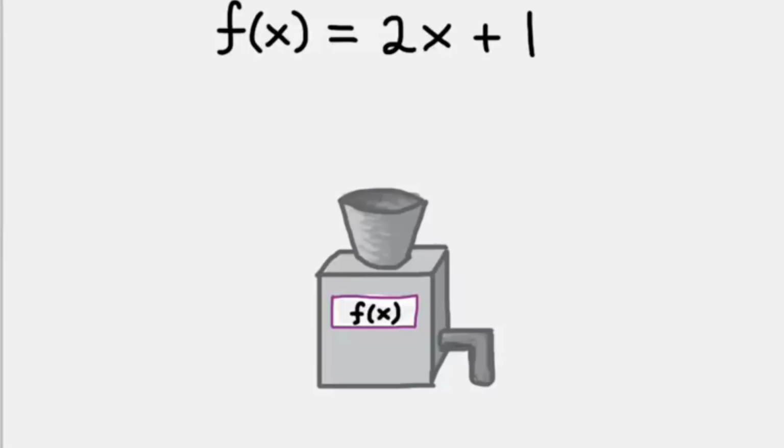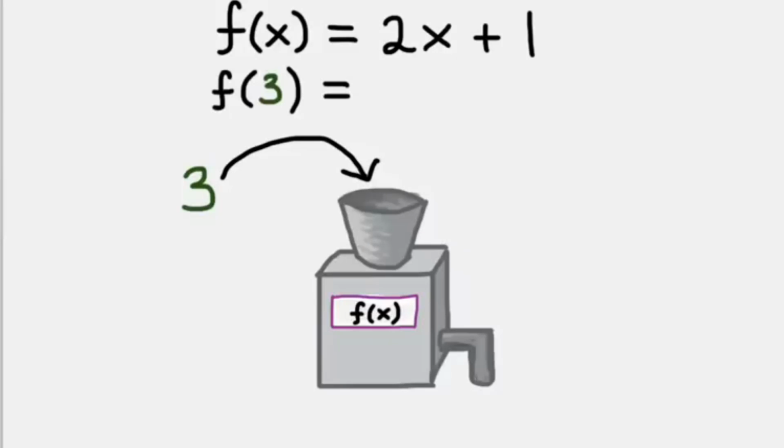f of x equals 2x plus 1 is a good example of a function. And you can think of f of x as a machine, kind of like a juicer. But instead of putting fruit in this machine, we're going to put numbers. And for each number we put into this machine, we can expect to get one number out of the machine. So for instance, if I take the number 3 and I put it in this function, this machine, I can expect to get one number out.